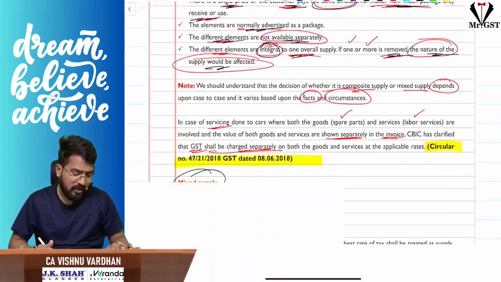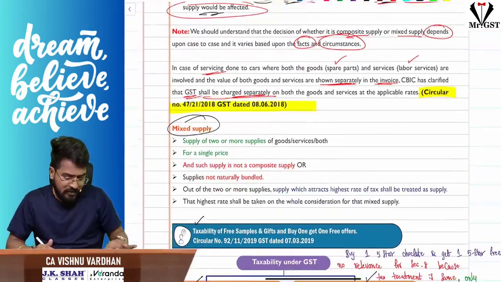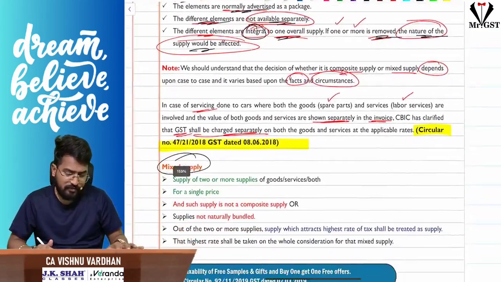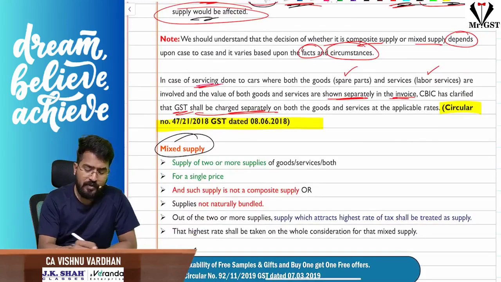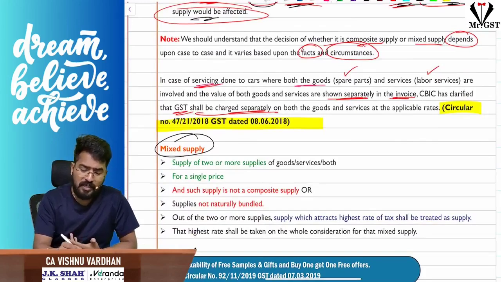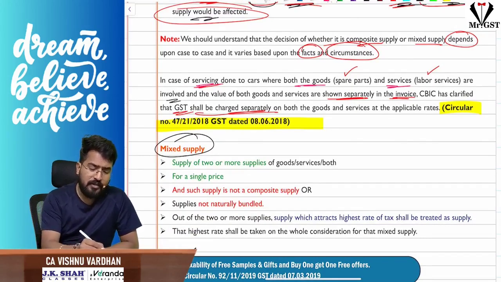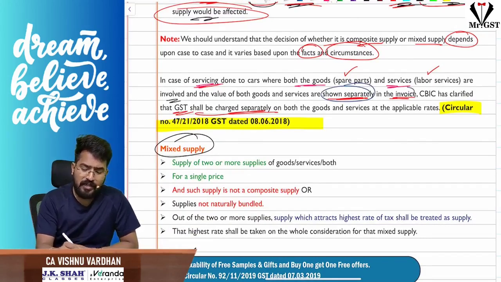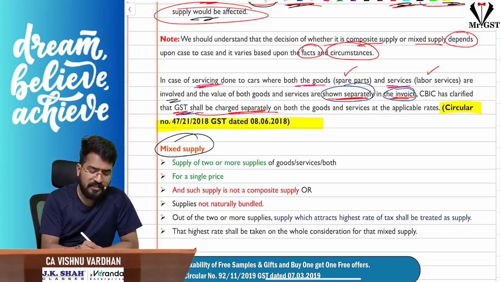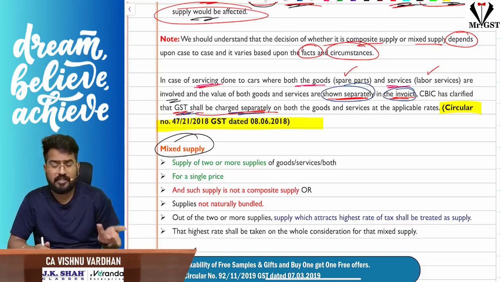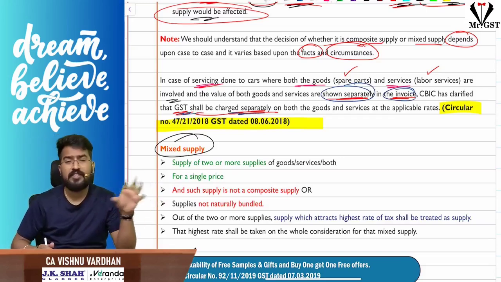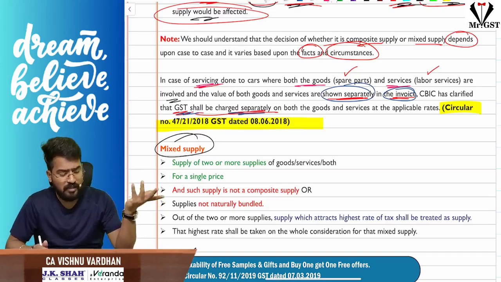Here there is a small clarification by CBIC: when servicing of cars is done, where both goods, that is the spare parts, and service, that is labor, are provided, and they are shown separately in the invoice, the CBIC clarified that GST shall be charged separately. Who went for this CBIC clarification? I seriously don't understand. So fine. The goods and the services, whatever the spare parts involved and labor, are separately shown in the invoice. Now you can tax them accordingly.